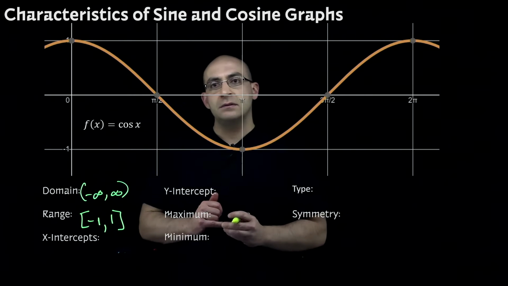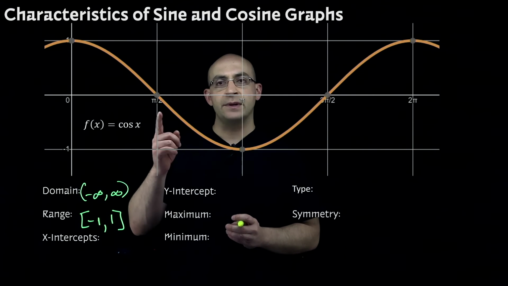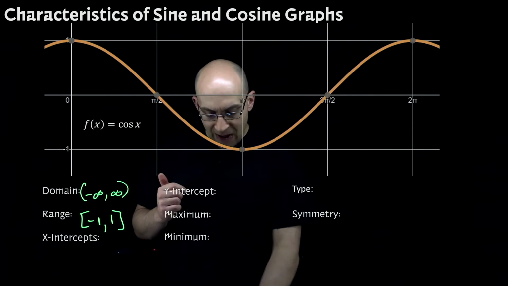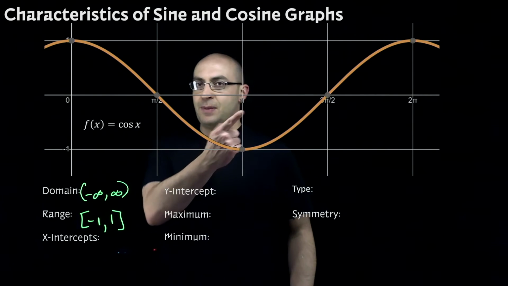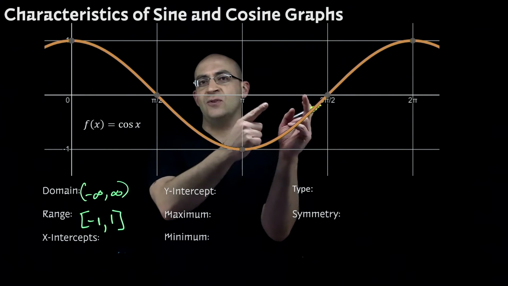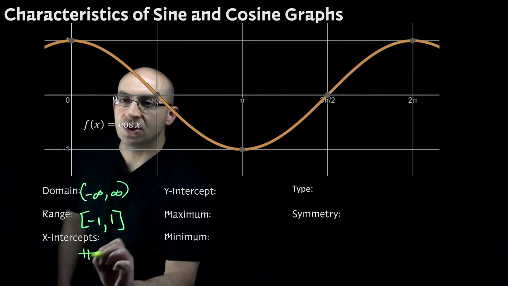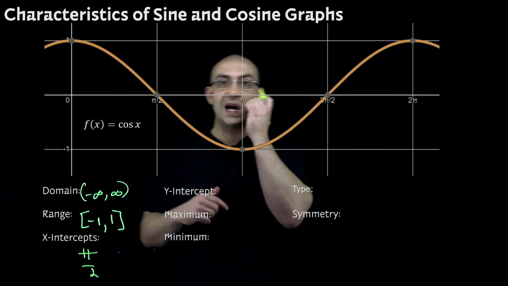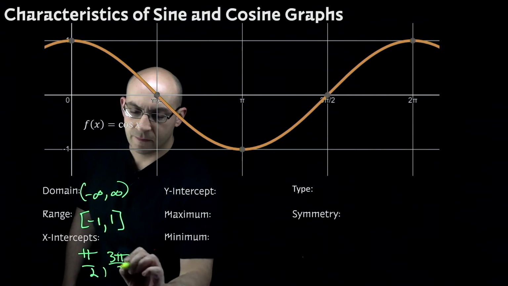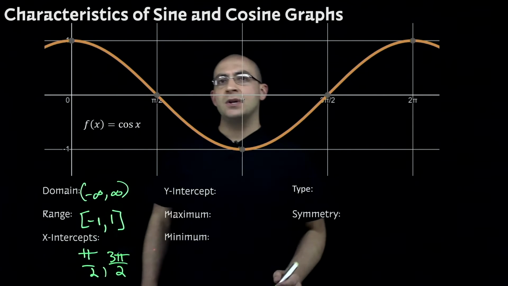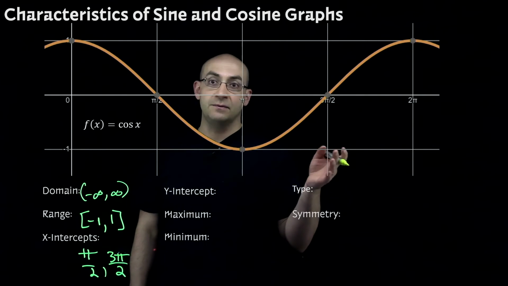X-intercepts here, though, they're certainly going to change a little bit, right? Our first x-intercept here is pi over 2. If you recall from the sine function, what were our x-intercepts there? It started at pi. So we can see there's a difference already in the x-intercepts. Our x-intercepts here will start with pi over 2 on the positive side. The next one is 3 pi over 2, and so on and so forth. So we're going to be increasing by this other set of values of pi.